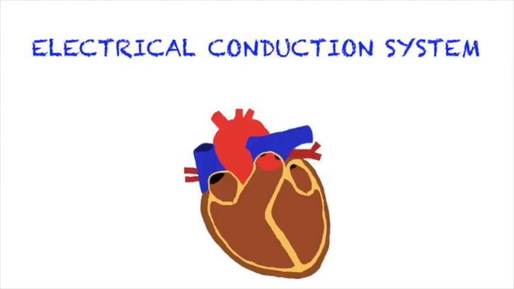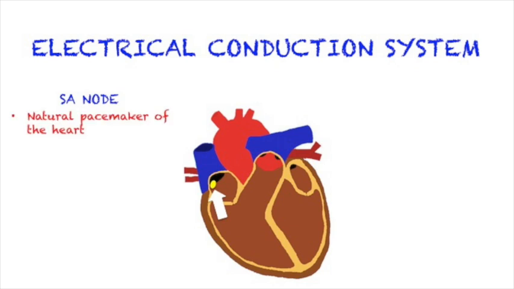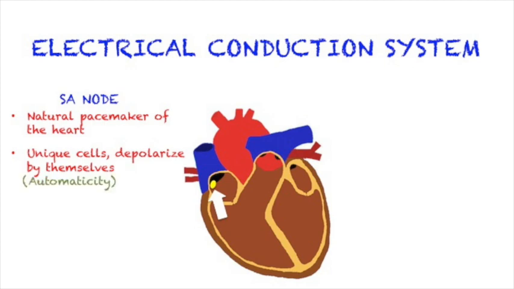So let's take a look at the electrical system of the heart and the elements involved. First, here you have the SA node, which is the sinoatrial node, which is located right here. It is also known as the natural pacemaker of the heart. The cells in the sinoatrial node are unique because they can depolarize by themselves, which is known as automaticity. The SA node is the main component that sets a basic rhythm of the heart. It has a rate of 60 to 100 beats per minute, which equals a normal heart rate.